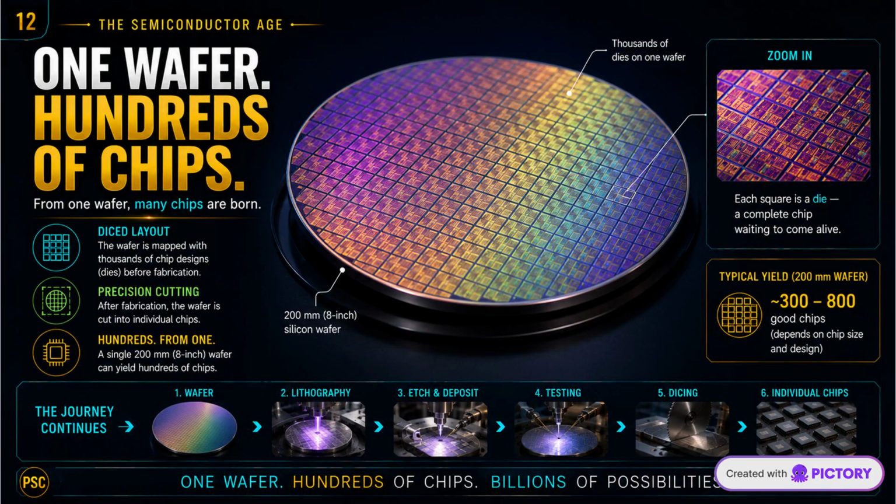A single silicon wafer contains the space for hundreds of individual chip designs, known as dies. During fabrication, every die receives identical microscopic circuits. After testing, the wafer is carefully cut apart, separating each die into an individual chip.